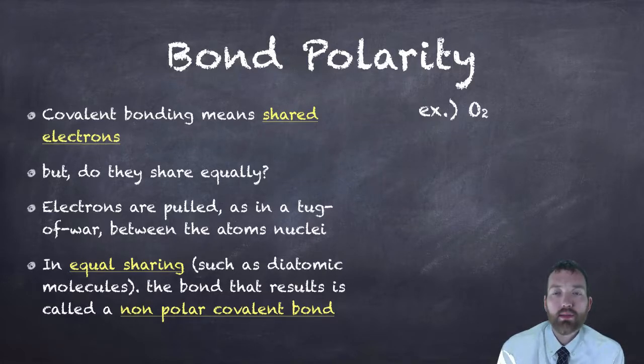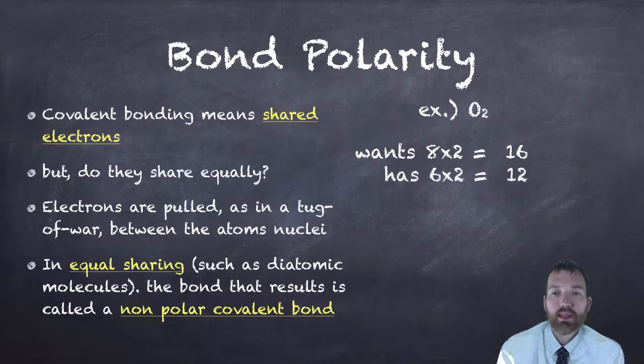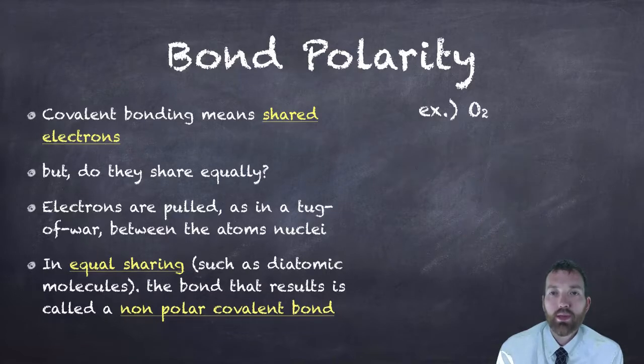So for example, O2 is a diatomic molecule. Let's do the math and draw O2 structurally. Each atom in a diatomic oxygen wants 8, so 8 times 2 is 16. But oxygen has 6 valence electrons, and in the molecule there's 2 of them, so 6 times 2 is 12. Wants minus has is 4, and 4 divided by 2 is 2. So we need to draw 2 bonds between both oxygens.